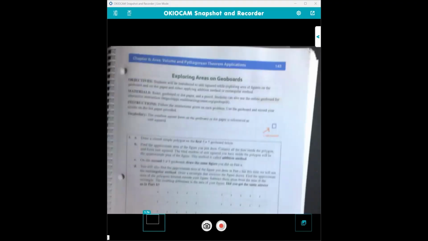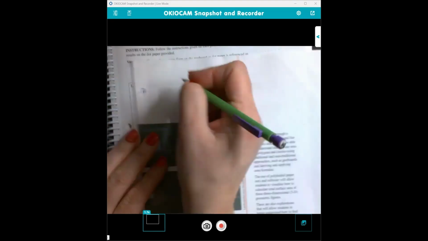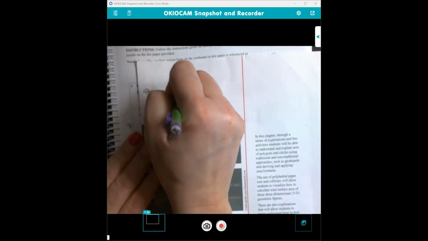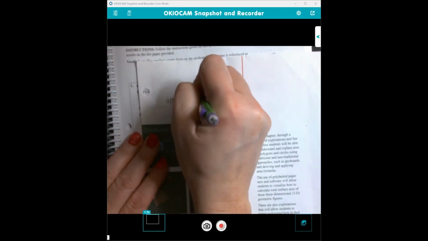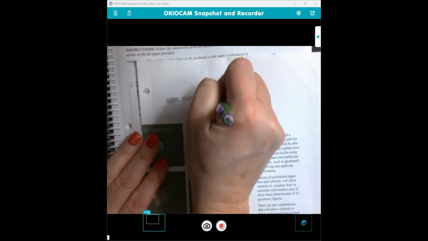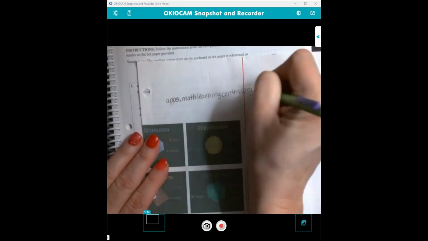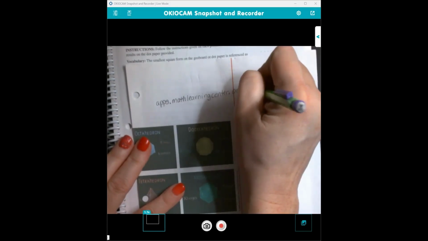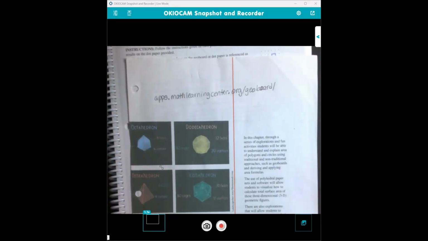Okay? So you can also use the following website. It's an application. So let's go to apps.mathlearningcenter.org/geoboard backslash.